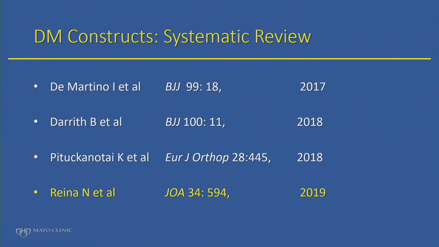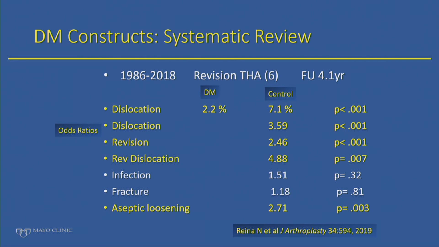So, as you know, recently there's been a plethora of meta-analyses and systematic reviews. And it's funny, in this 3-year span, there were 4 of them. I'm going to highlight the last one. Nick Reina was one of our French fellows, and he got all the French literature combined with this. We did it for primaries and revisions. I'm only going to show you revisions in the interest of time, but there were 6 papers that qualified for this. And then you look at the top line, absolute dislocation, 2.2% for dual mobility. Controls, 7%. And then all the other things, look at aseptic loosening, for instance, has a risk ratio of 2.7 compared to dual mobility. So dual mobility in the revision setting with this review is a home run compared to the other options.